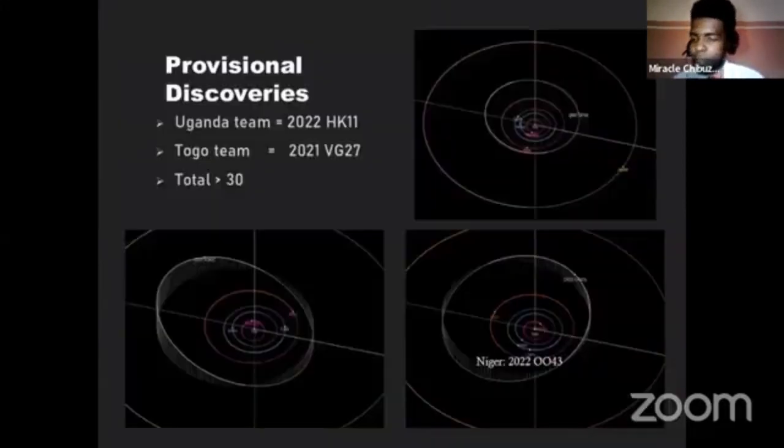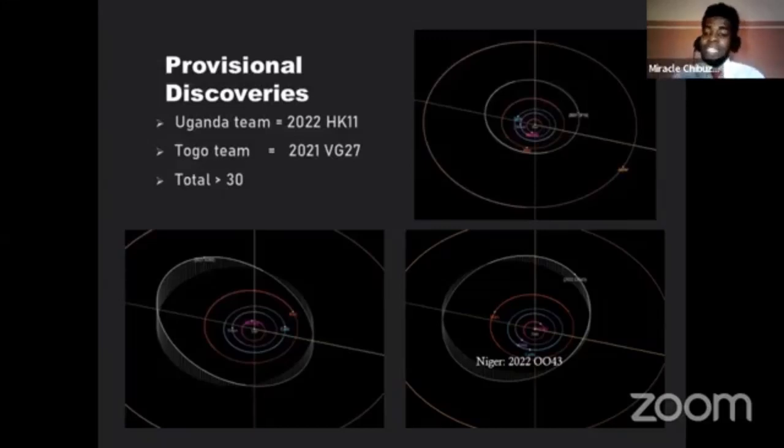So we started this program in December 2020, and we have discovered up to 30 asteroids, mostly main belt. Look at this asteroid. We are searching both the near-Earth asteroids and the main belt. We are searching every kind of asteroid that is moving in space because we want to know their whereabouts.